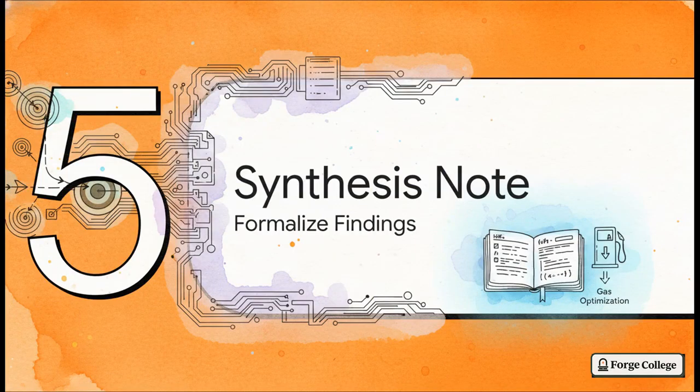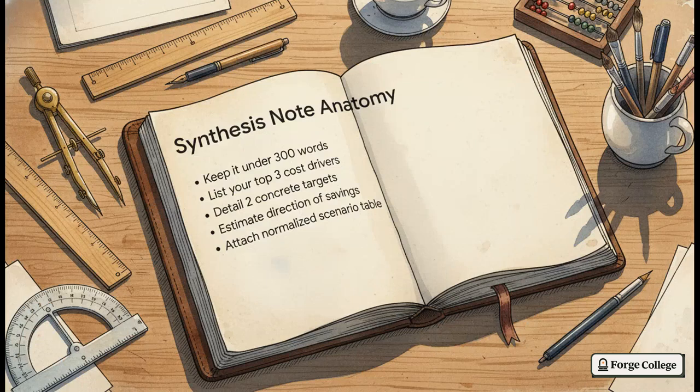Okay, section 5, writing your synthesis note to formalize these findings. Assuming you've found a worthwhile target, it's time to formalize it into a concrete deliverable. Here is the anatomy of a perfect synthesis note, which should be entirely focused on actionable, evidence-based recommendations. First, keep it under 300 words. Nobody wants to read a novel.